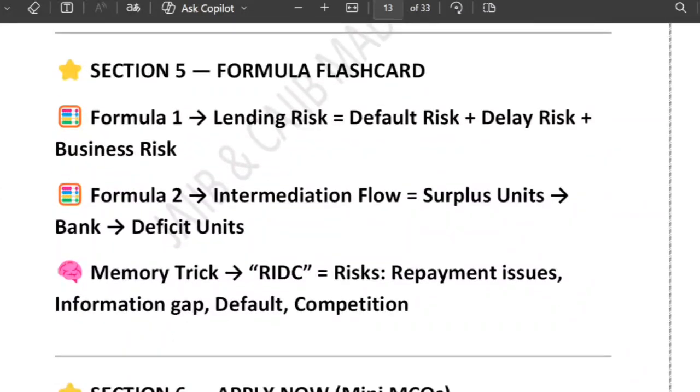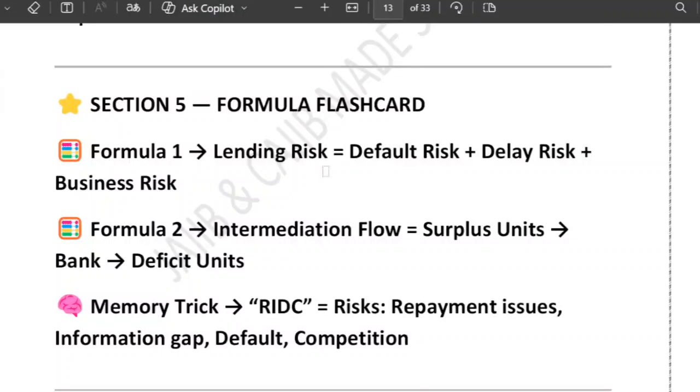So, 2 to 3 rules which we have just gone through. Let me just write it down. The first thing we have discussed is lending risk. Lending risk includes default risk plus delay risk plus business risk. These 3 risks are included in lending risk. Then a question may be asked: what are the inherent risks inside lending? Lending is never risk free. They may delay payment, they may default, or they may face business loss.